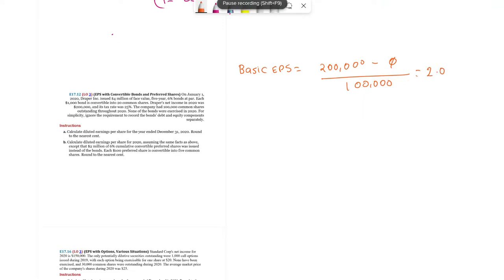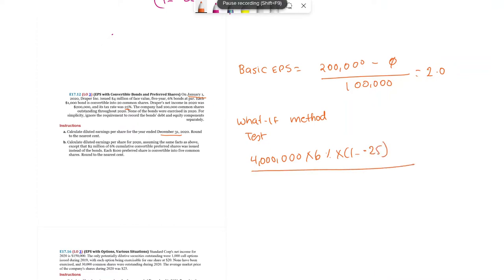We wanted to know what if they were converted. So we have a debt that can be converted. We are saying, what if they were converted? What if method? So what we are going to do is a test. In this case, we have a 4 million bond, and we pay 6% interest, and our tax rate is 25%. We issued it on January 1st, so we are doing it through December 31st, times 1 minus 0.25, and divided by what they said: each 1,000 bond is converted into 20 common shares.